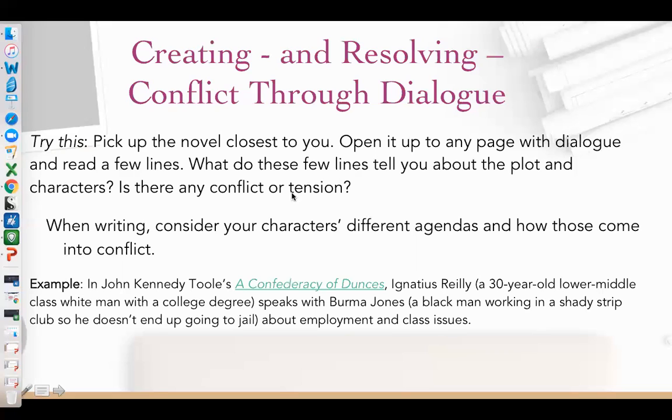For an example, we have here John Kennedy Toole's A Confederacy of Dunces, where a 30-year-old lower middle class man with a college degree speaks with a black man working in a shady strip club because he doesn't want to end up in jail. So it's about employment and class issues. And it is through the dialogue that you get a taste for, they communicate, someone's social and economic status, where someone's from, the type of work they do.